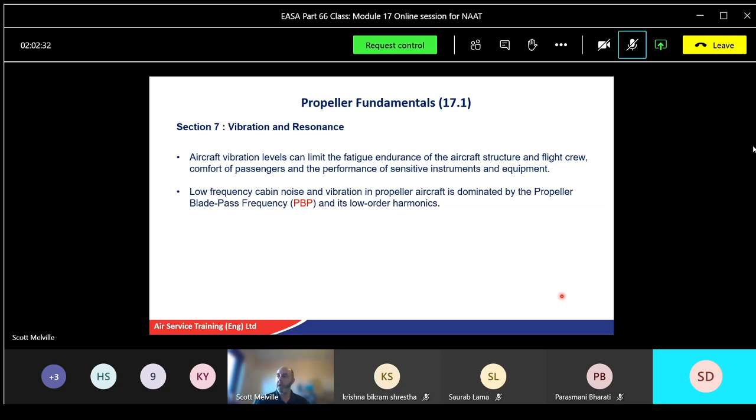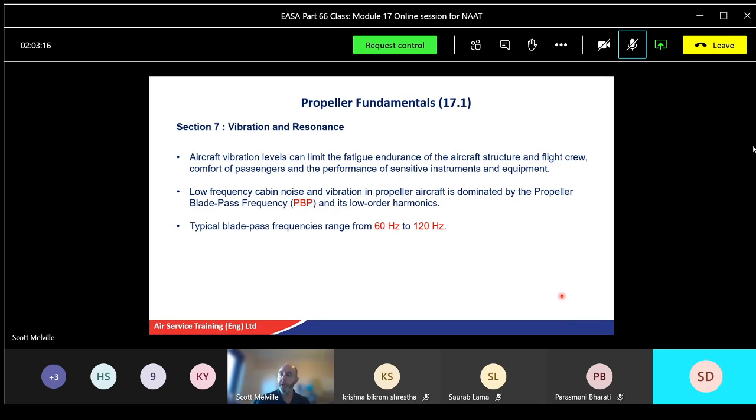Low frequency cabin noise and vibration in prop aircraft is, again, dominated by what's called the propeller blade pass frequency, or BPF, and its low order harmonics. Now remember, a harmonic is just a continuation of the first harmonic. You get second harmonics, third harmonics, fourth, fifth, sixth. It's just a multiple of the very first one. Hence why, when we go back to physics, if I play badly the key of C on a guitar string, and somebody plays the key of C on a piano, well, it's the same note, but we can distinguish that it's a different instrument because of the different harmonics. It's the same note, just different harmonics. Okay, that's what I mean by harmonics.